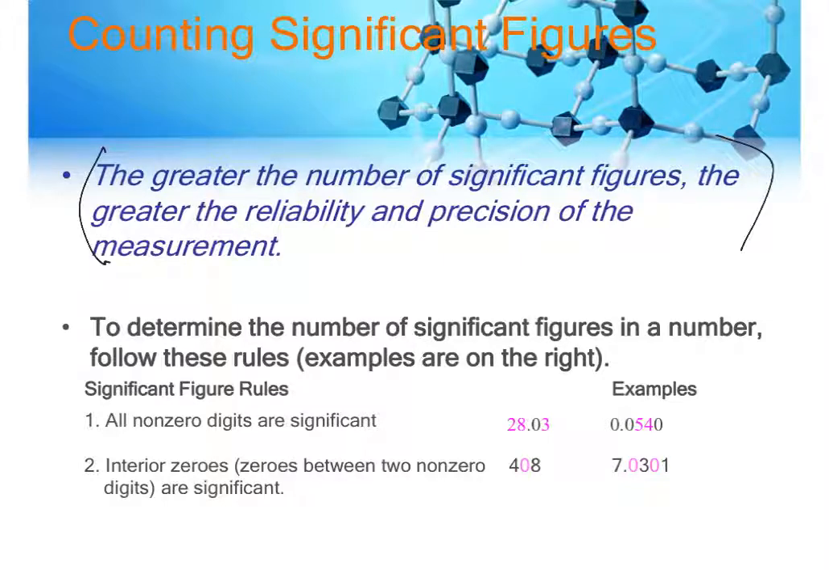All right, so I said this before, it's worth emphasizing. The more significant figures you see in a measurement value that you're given, the greater the reliability and precision of the measurement is. So quickly go over the rules for determining what figures in a measurement are significant, what are not. Any number that's not a zero is automatically significant, okay? Any zero that is trapped in between two non-zero numbers is also significant.